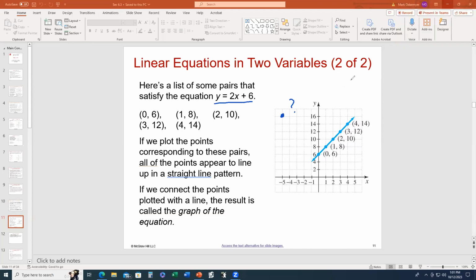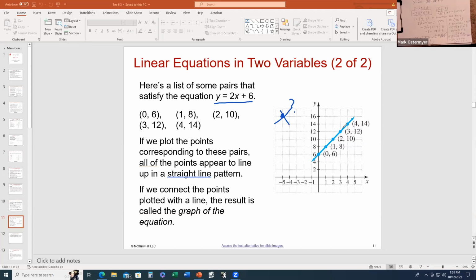Because it's not in line with the other points. That's right, because it does not lie on the graph, ladies and gentlemen. This point does not lie on this line graph of y equals 2x plus 6. That's why it's not a solution to y equals 2x plus 6. To be a solution, it has to be a point on the line, on the graph.